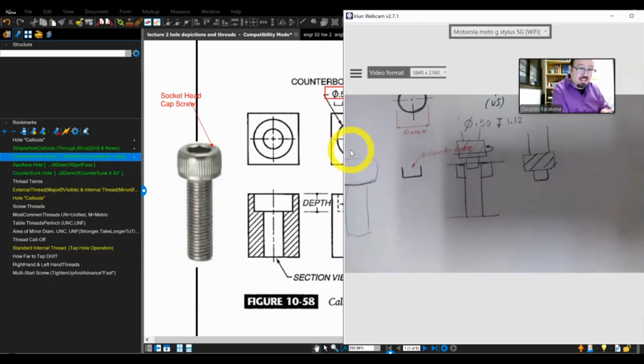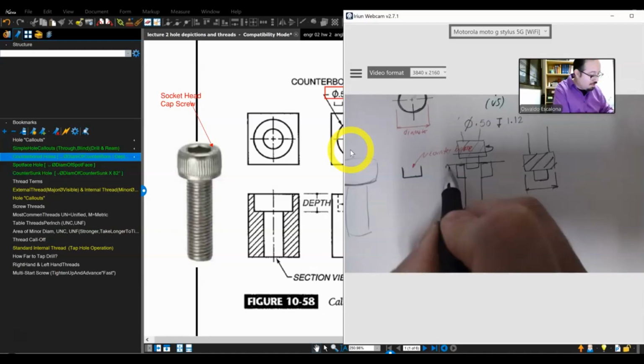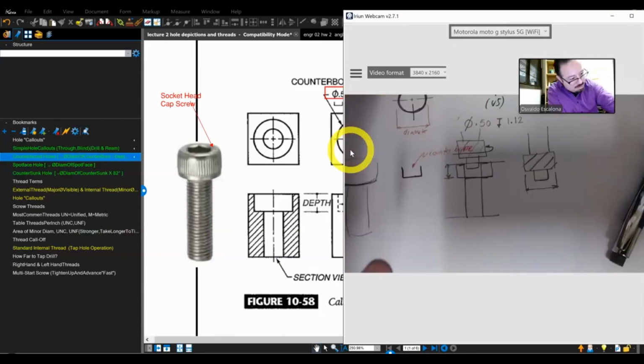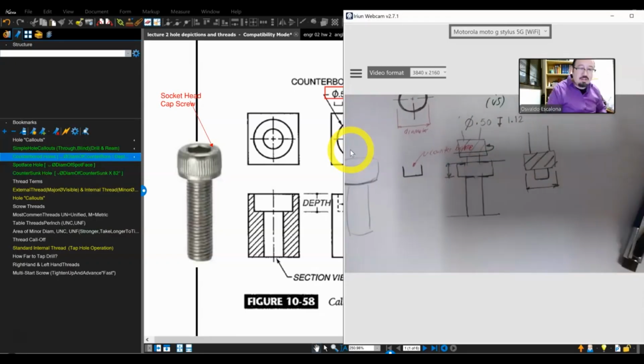Well, you have to tell it the size from here to there, because you're making a new hole, and you have to tell it how much depth you're going to give it. And eventually when it's done, the hole is going to look like that. Okay? This is what we call a counterbore.